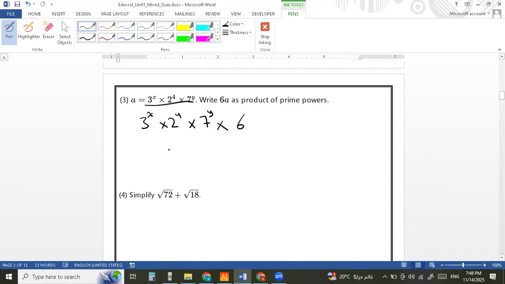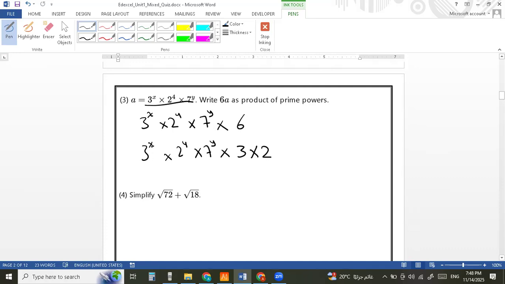Let's take it step by step. I wrote here times 6. So 3 to the power of x times 2 to the power of 4 times 7 to the power of y, times 6. Write 6 as a product of prime numbers, so times 3 times 2. 6 is 3 times 2.